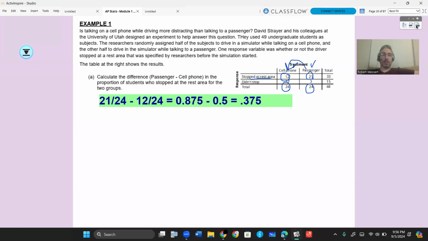So that's going to look like this. It's going to have just 0.875 is what these divide to. 0.5, 12 out of 24. Those subtract to 0.375. All right, it's a pretty big number. Now let's look at the next component of that.